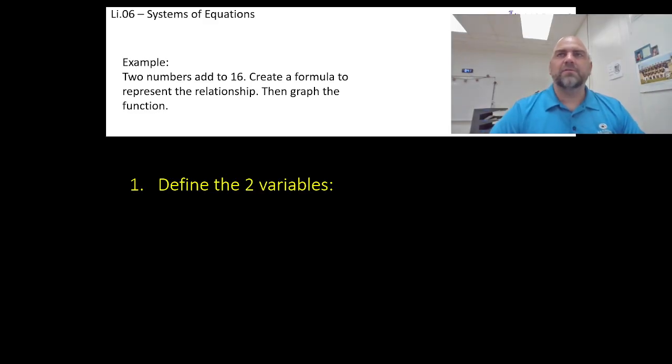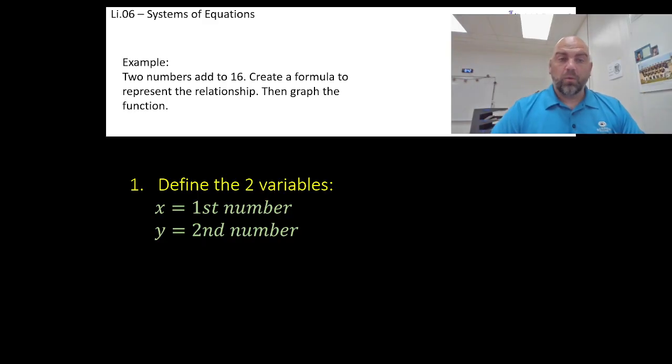Okay, so we always have to define our variables at the start. In this case, we're just told two numbers add to 16. So we can say that x is going to be our first number and y is going to be our second number. Now I could also tell you that if the second number is 12, what does the first number have to be? Oh, we can figure that out, right? Or if the first number is 3, what does the second number have to be? Again, we can solve for that. But we're given that context, so when we describe a number, we know which part it's going to be.